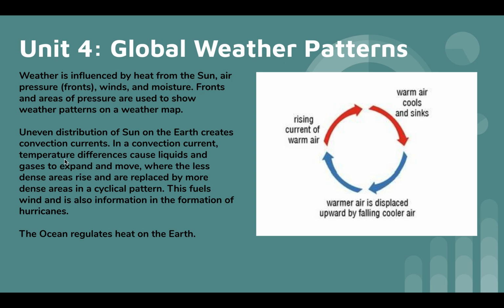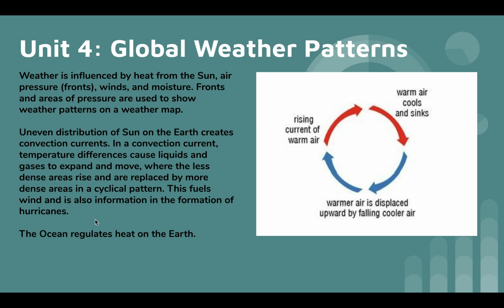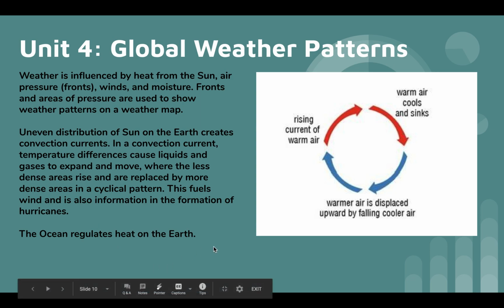In a convection current, temperature differences cause liquids and gases to expand and move, where the less dense areas rise and are replaced by more dense areas in a cyclical pattern. So the warm rises, the cool sinks, and this creates this cyclical pattern. This fuels wind and is also important in the formation of hurricanes. We also learned that the ocean regulates heat on the Earth.